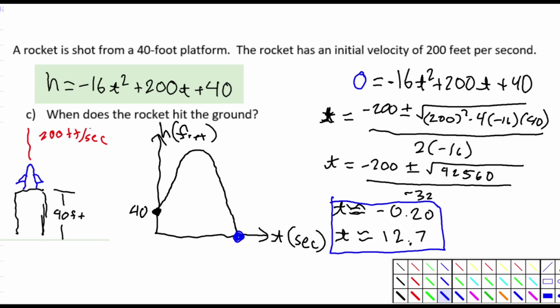So I know that this point right here is going to be 12.7 seconds. And then the other y-intercept is going to be over here somewhere, but I don't really care about that. That's not going to make sense in my graph. So I don't really care about the -2/10 of a second. But the one I'm looking for is the 12 seconds. So about 13 seconds and the rocket will hit the ground.